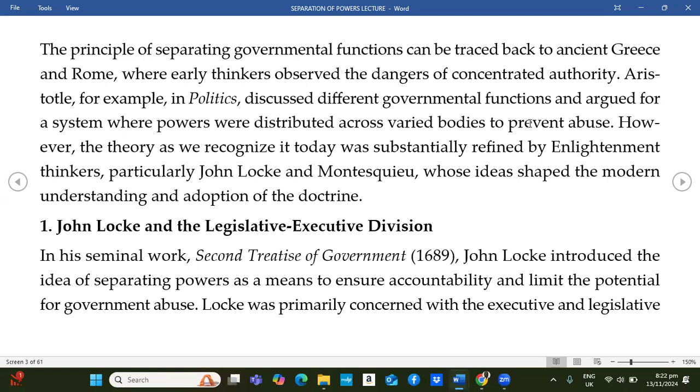Aristotle, in his work, Politics, discussed different governmental functions and made the argument for a system where powers were distributed across varied bodies in order to prevent abuse. So that in itself was recognition by philosophers like Aristotle that yes, it is dangerous to just leave the whole gamut of governance in the hands of one person or institution, as it were.